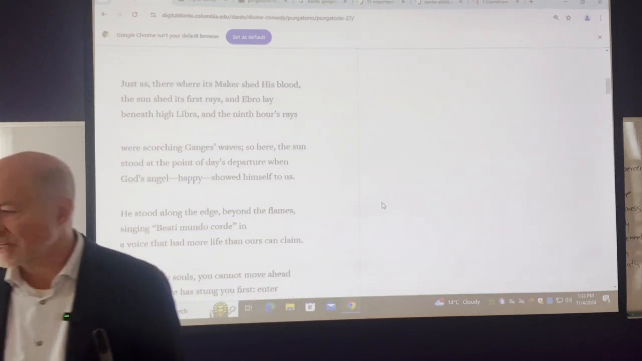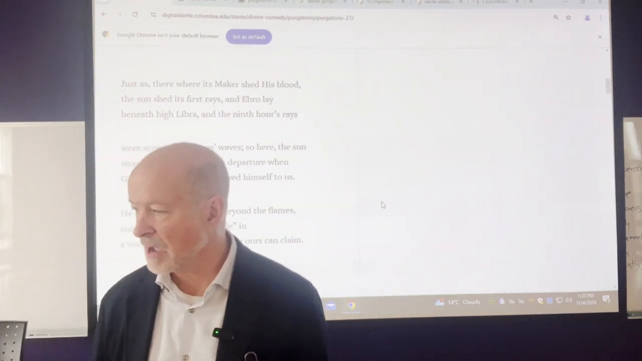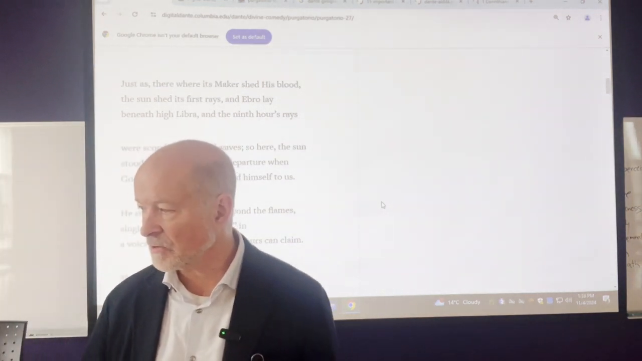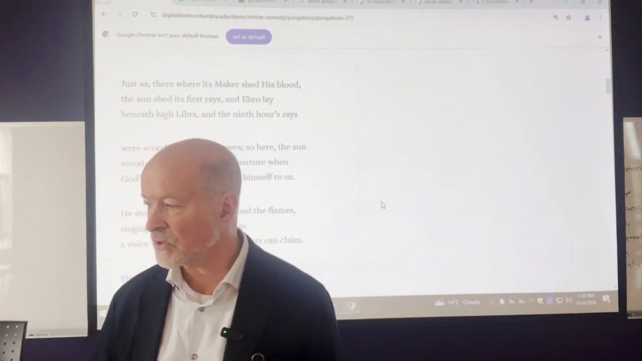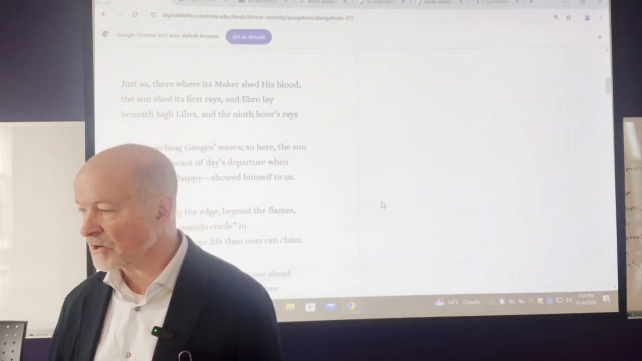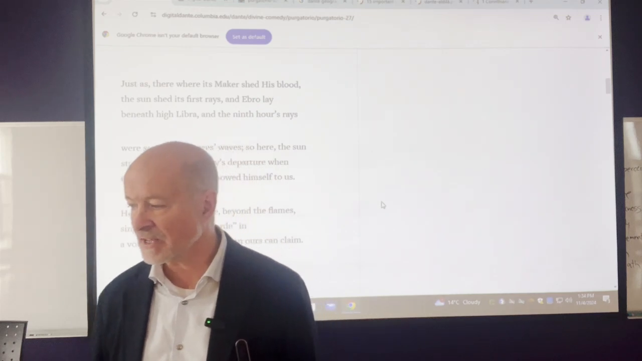Just as where its maker shed his blood, the sun shed its first rays, and Ebro lay beneath high Libra, and the ninth hour's rays were scorching Ganges' waves, so here the sun stood at the point of day's departure when God's angel, happy, showed himself to us.